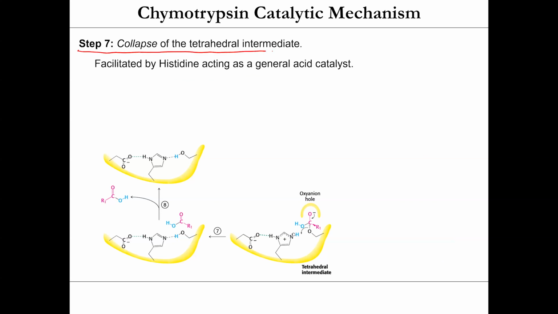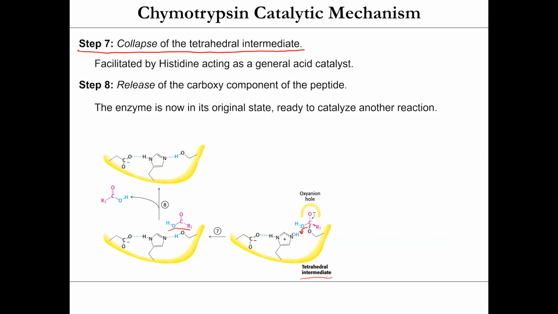Now step 7 is going to be another collapse of that tetrahedral intermediate. And this is going to be facilitated by histidine, again, acting as a general acid catalyst. So it's going to donate a proton to serine. This covalent bond between serine and the carbonyl component of the peptide chain is going to be broken, and it's going to interact with the proton that's donated by histidine. And that's going to result in the collapse of this second tetrahedral intermediate in the reaction.